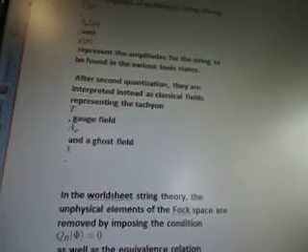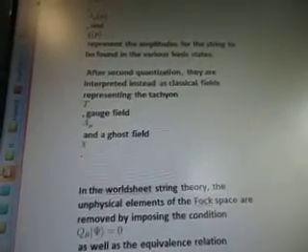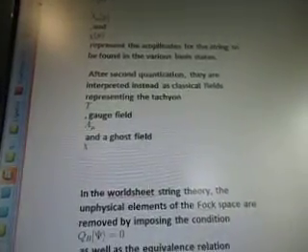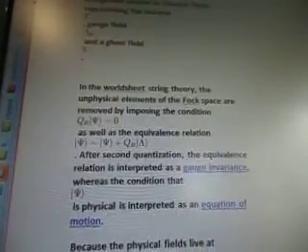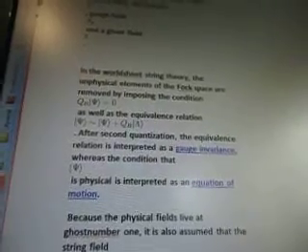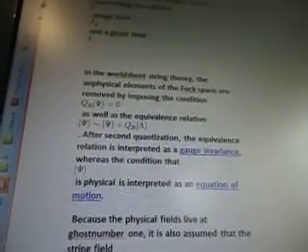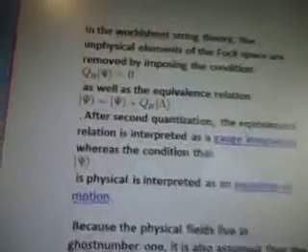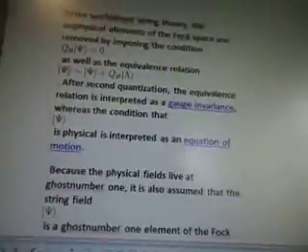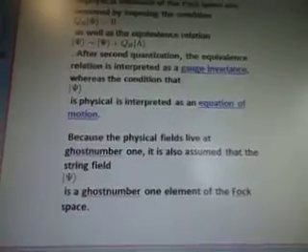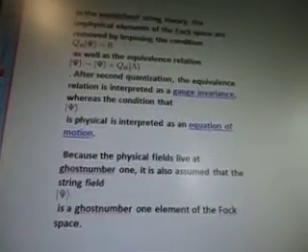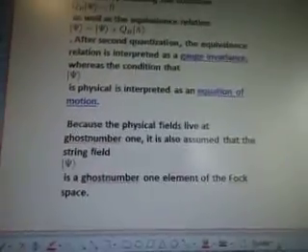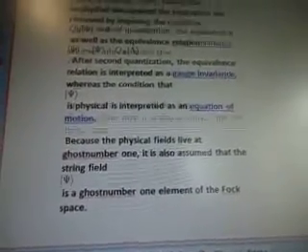After second quantization, they are interpreted instead as classical fields representing the tachyon T, gauge field A, U, and then a ghost field X. In the worldsheet string theory, the unphysical elements of Fock space are removed by imposing the condition of that, as well as the equivalent relations of that. After second quantization, the equivalence relation is interpreted as a gauge invariance, whereas the condition that this little symbol is physical is interpreted as an equation of motion.